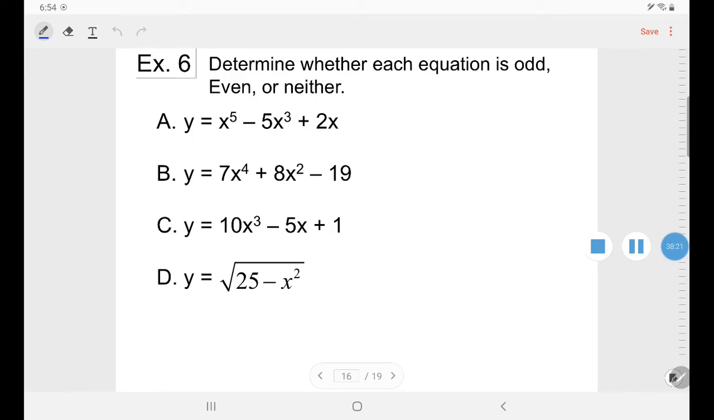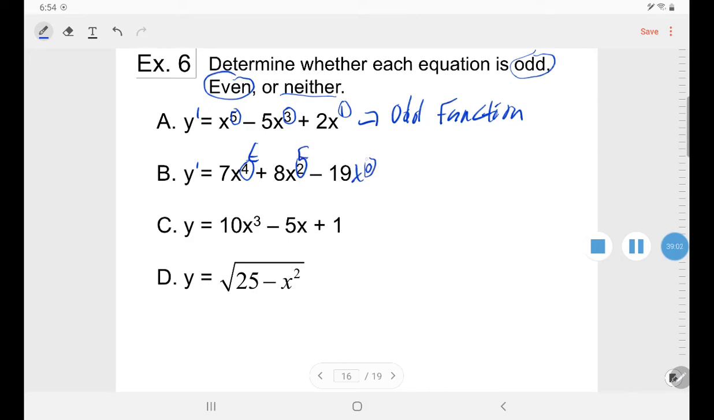Next one, let's take a quick look at it and see what happens. Again, I'm looking for odd, even, or neither. So I'm going to look straight at the exponents. Y has an odd power. X to the 5th is odd. X to the 3rd is odd. 2x is 2x to the 1st. That's odd. So without going through and doing all those tests that I'd been doing, I will 100% guarantee this is an odd function. Here, odd power, even, and then that's x to the 0, which is also even.